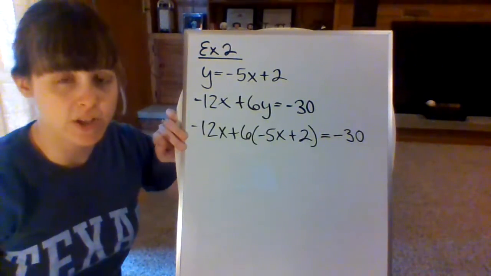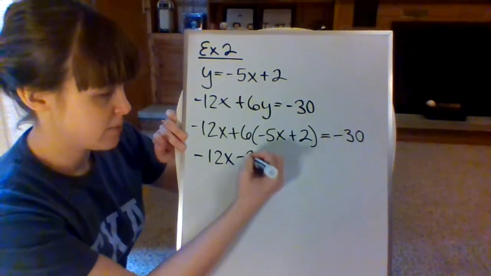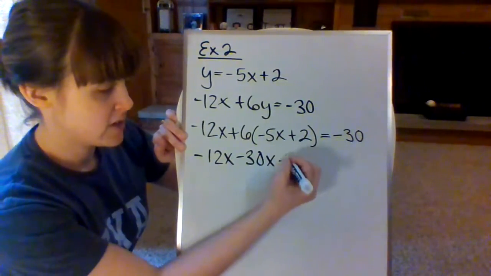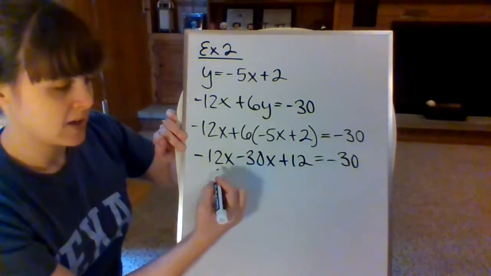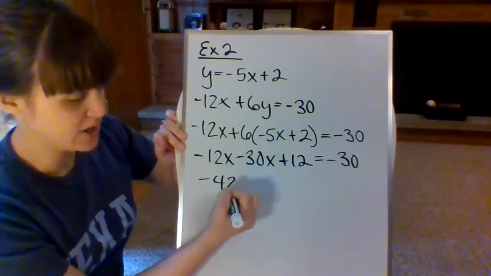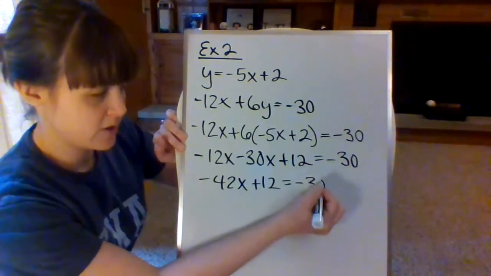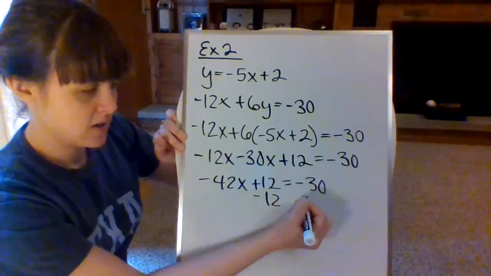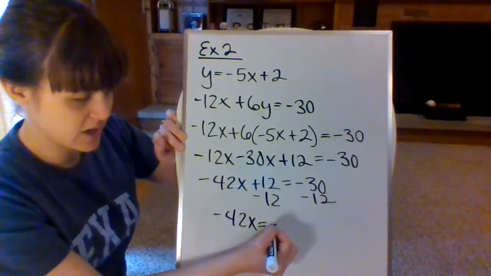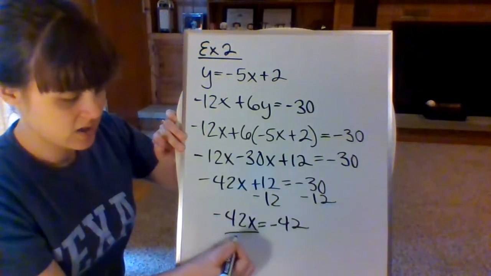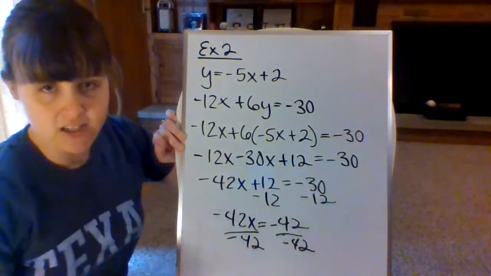Okay, and now we're going to use the distributive property again. So it's going to say negative 12x minus 30x plus 12 equals negative 30. Alright, so we're going to have negative 42x plus 12 equals negative 30. Negative 42x equals negative 42. And when we divide, we're going to get that x equals 1.